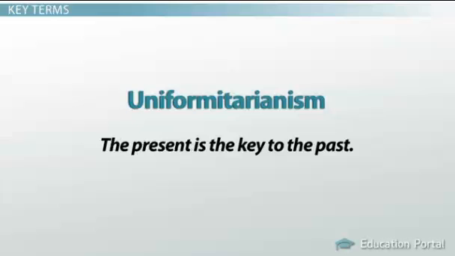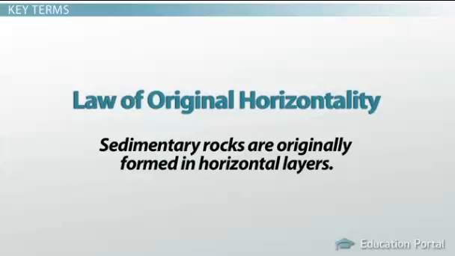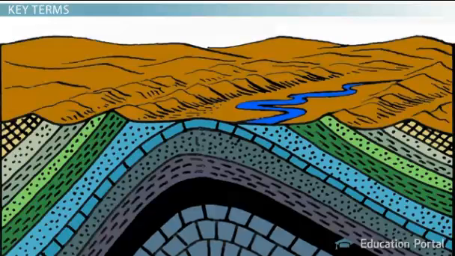Besides the overarching principle of uniformitarianism, there are other key ideas or laws that need to be assumed to be in effect in order to deduce geological history. One is the law of original horizontality. This means that sedimentary rocks are originally formed in horizontal layers. This can be seen in any river or lake where sediment will settle to the bottom in layers.